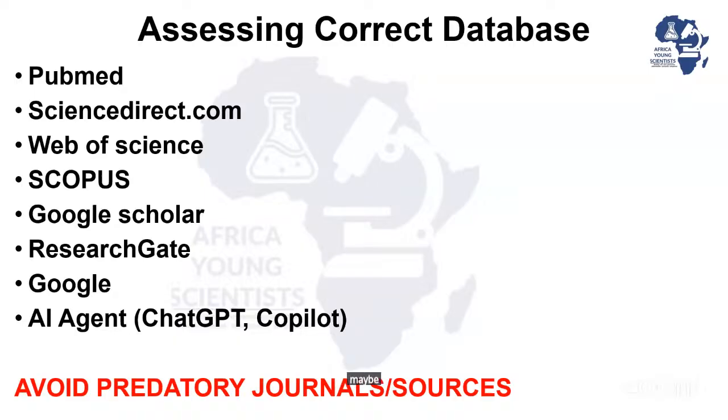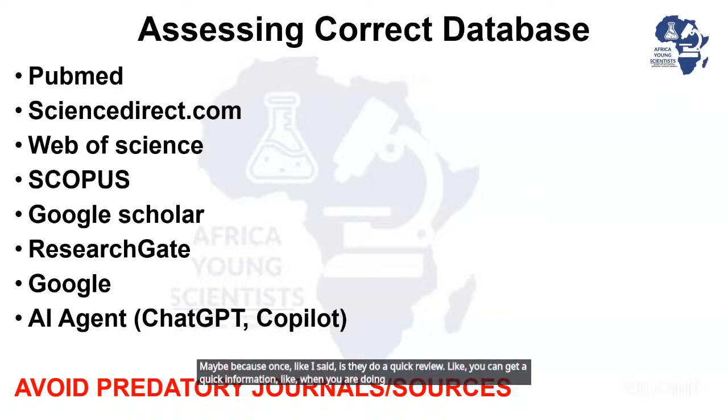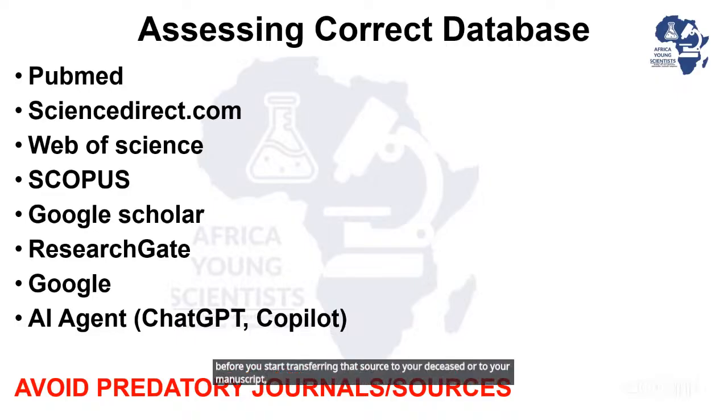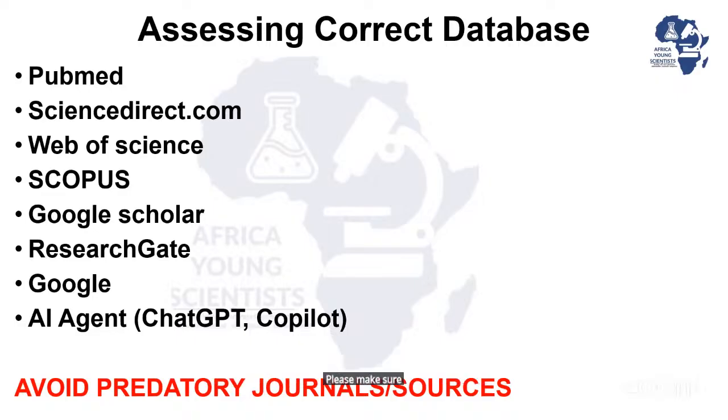One thing, like I said, is that they do a quick review. You can get quick information, a quick review, a quick summary. AI will give you that. But when it gives you the source, before you start transferring that source to your thesis or to your manuscript, please make sure you verify, one, that the source even exists, that the paper or manuscript is even existing.